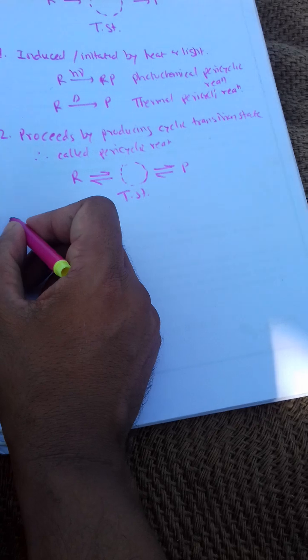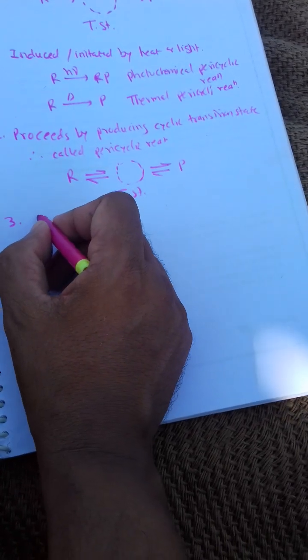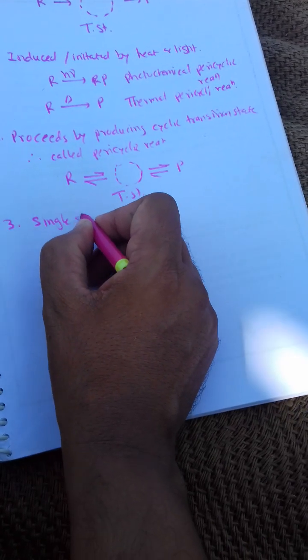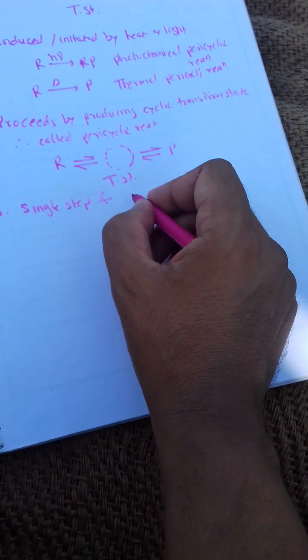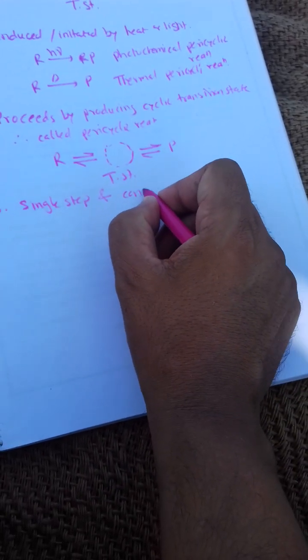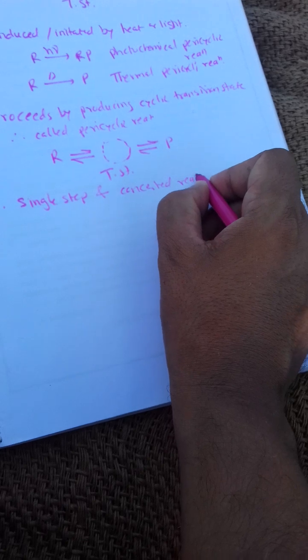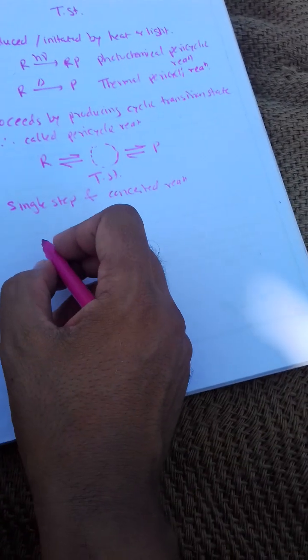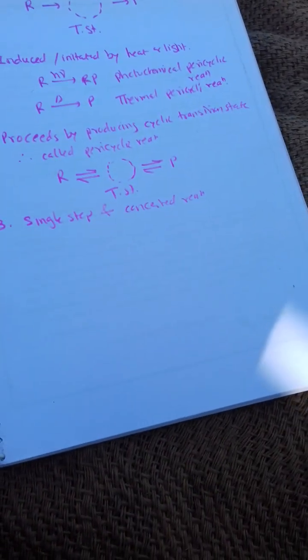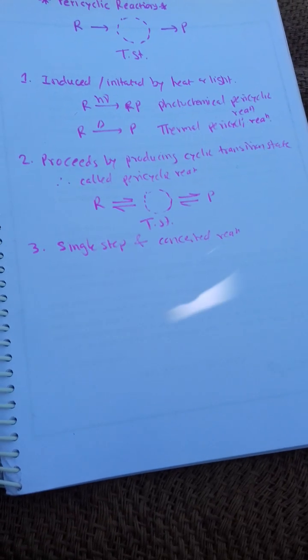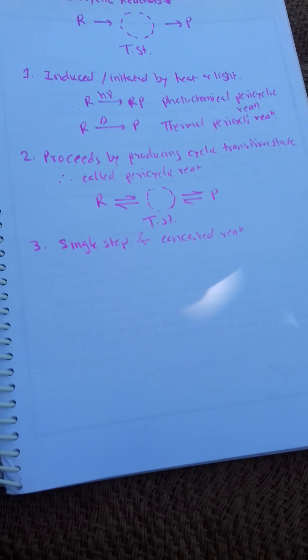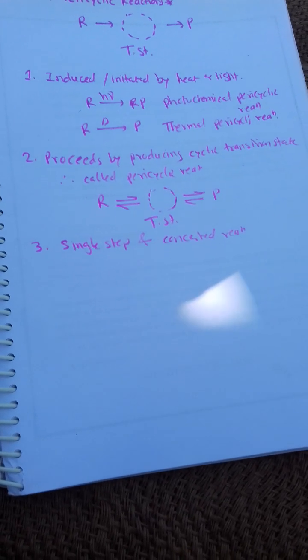The third important property is that these reactions are single step and concerted reactions. So what is single step? That is a one step reaction. And what is a concerted reaction? During the formation of product, the new bond formation and old bond cleavage take place at one time. So this is called a concerted reaction. All pericyclic reactions are concerted reactions.